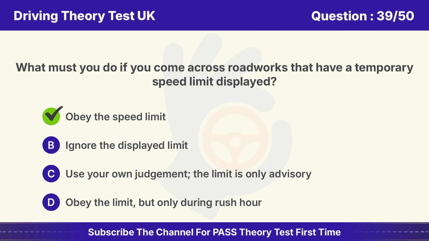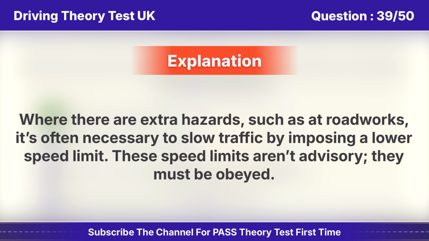Answer is A. Obey the speed limit. Where there are extra hazards, such as at roadworks, it's often necessary to slow traffic by imposing a lower speed limit. These speed limits aren't advisory. They must be obeyed.